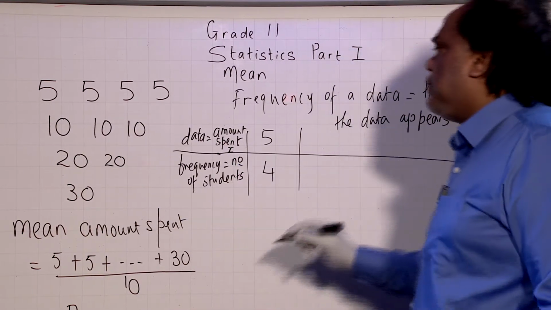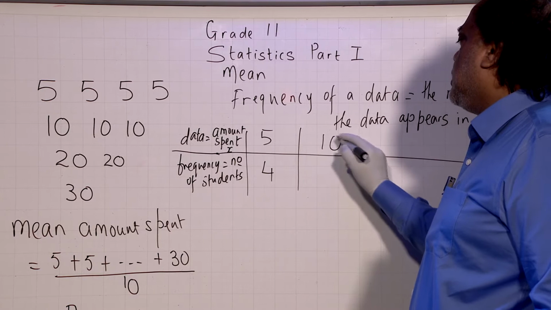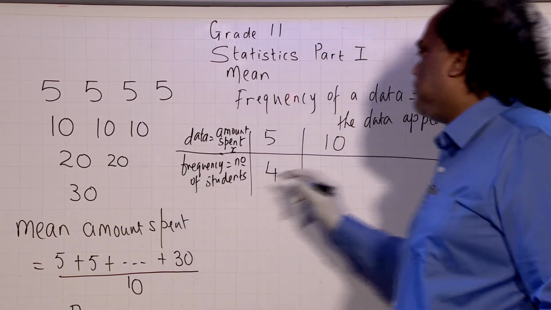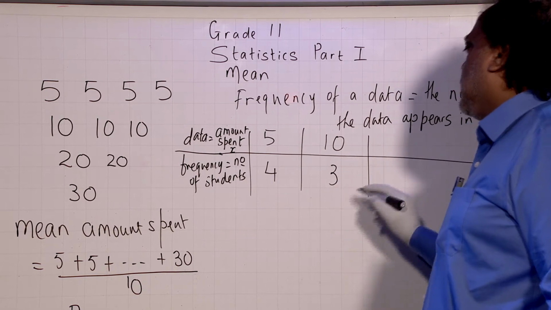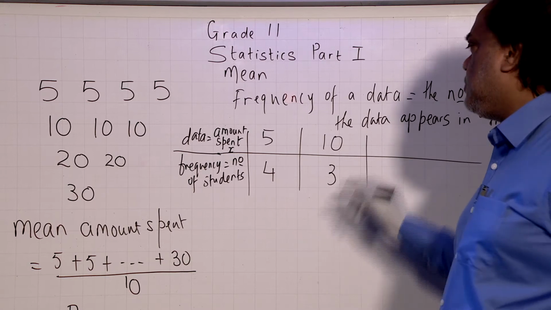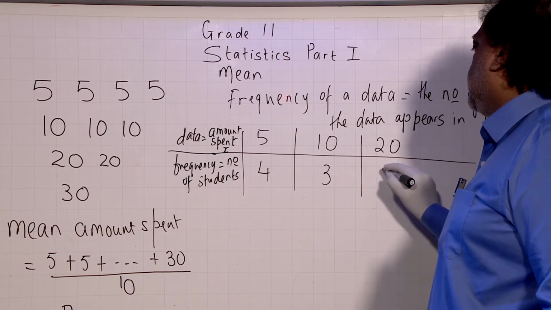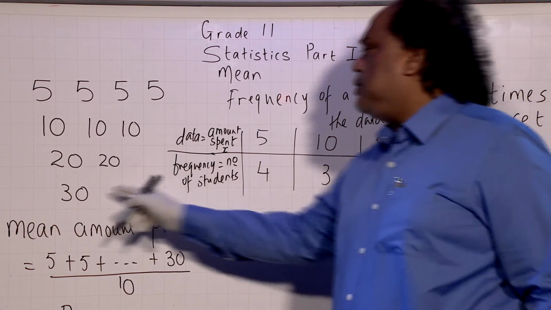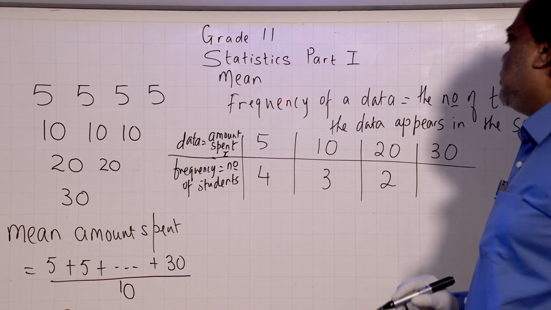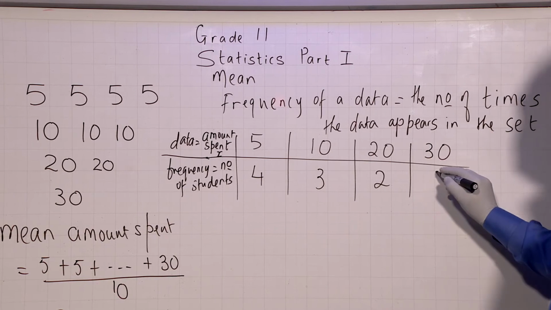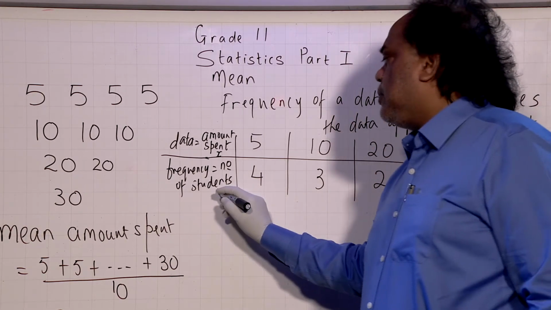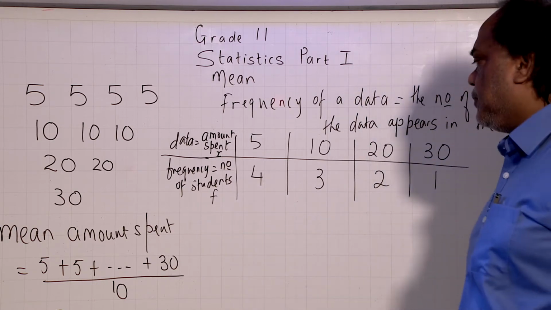How many students spent 10 rupees during lunchtime? 1, 2, 3. How many students spent 20 rupees during lunchtime? 2. How many students spent 30 rupees during lunchtime? Only 1. So frequency can be represented by F.